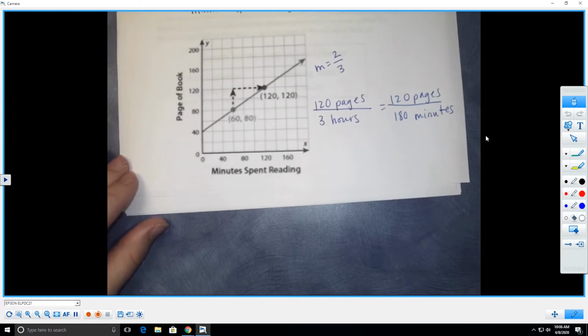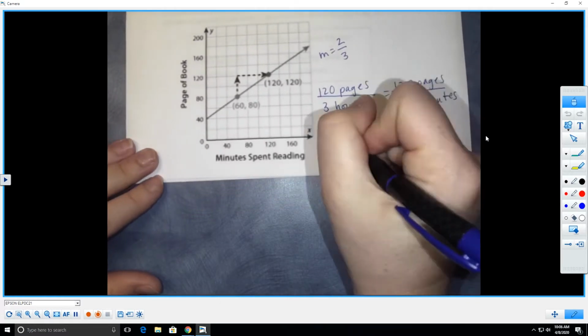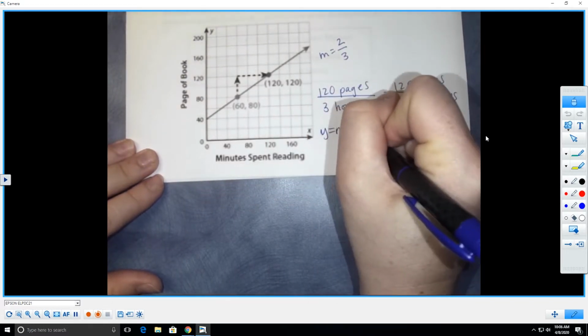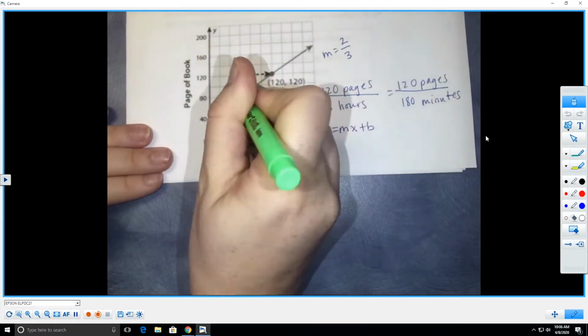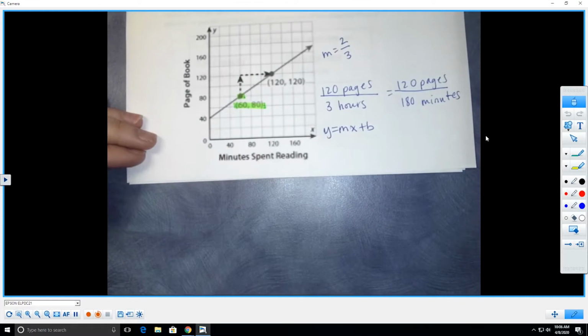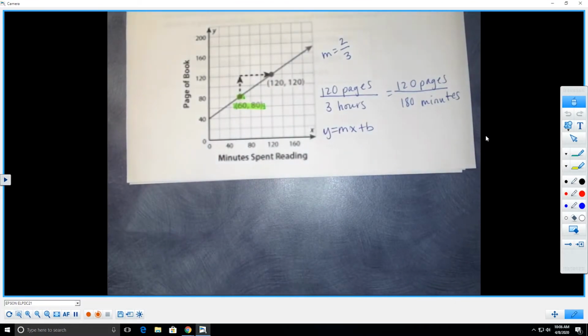The rate of change is 2/3 of a page per minute. To find the initial value, use the equation for a linear function, then substitute the rate of change and the point (60, 80). So we're going to use y equals mx plus b, and we're going to use this point to figure out our initial value, or our y-intercept.